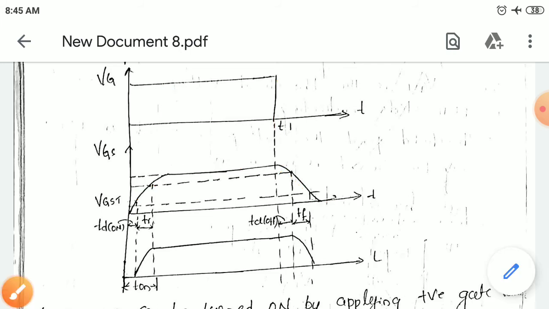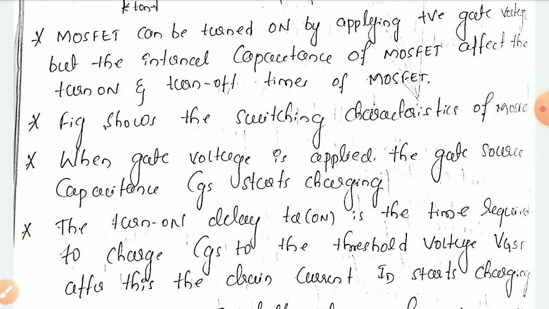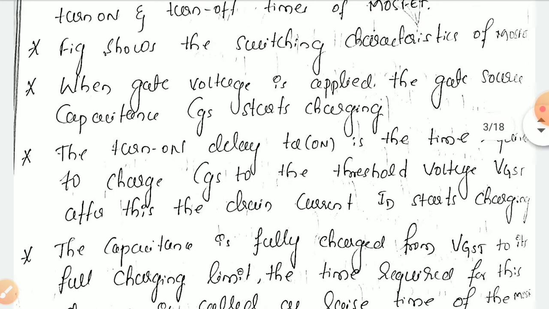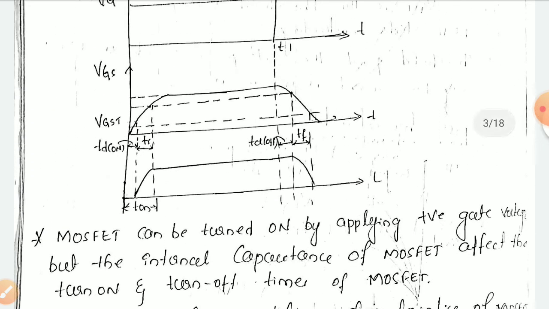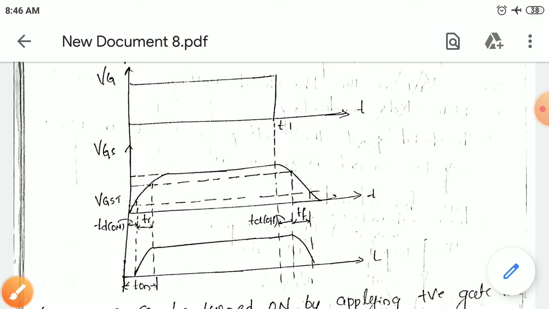So here, the on time of the MOSFET: once again, when the gate voltage is applied, the gate source capacitance starts charging, as I explained. So the turn on is delayed by td(on). The time required to change to the threshold voltage, up to this point, is when the drain current starts. That means the turn on time is delayed by a certain duration. If the internal capacitances were not there, it would turn on when the gate voltage is applied. Because of the presence of the internal capacitance, the turn on time is delayed. That is called td(on).